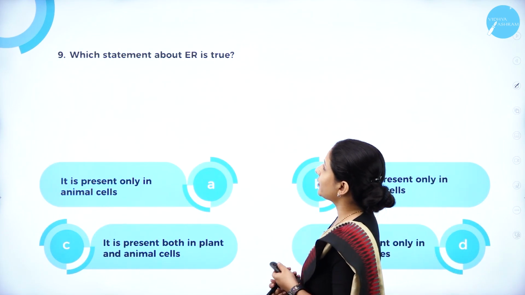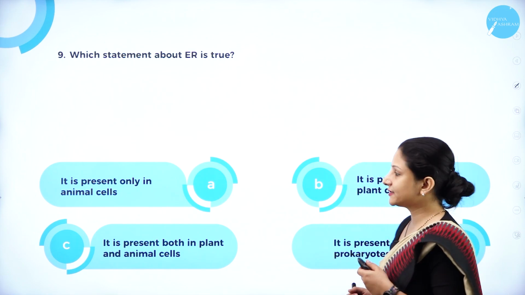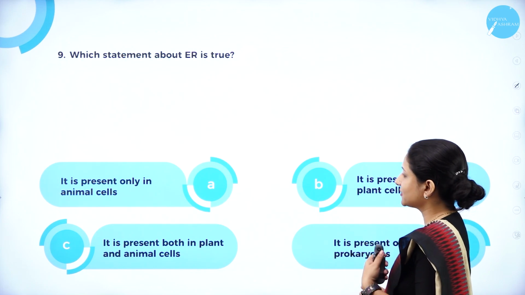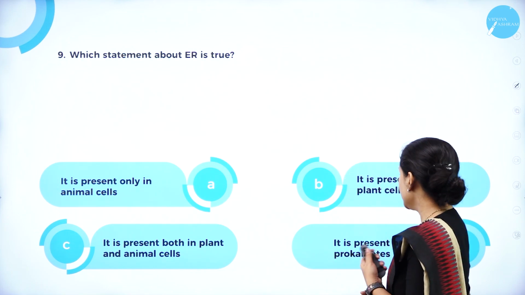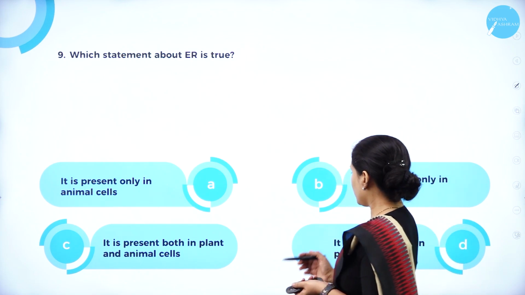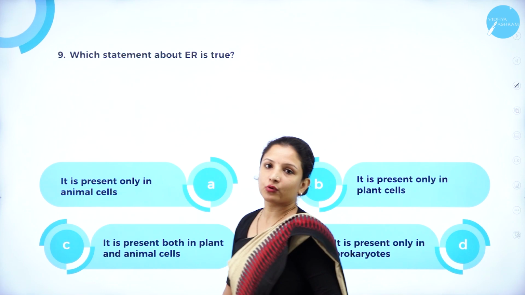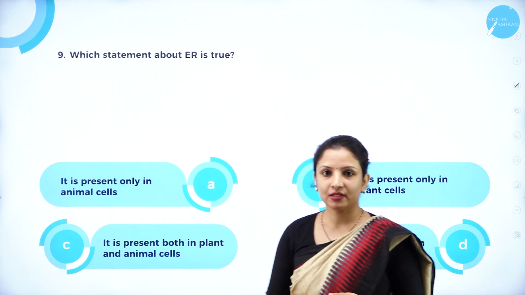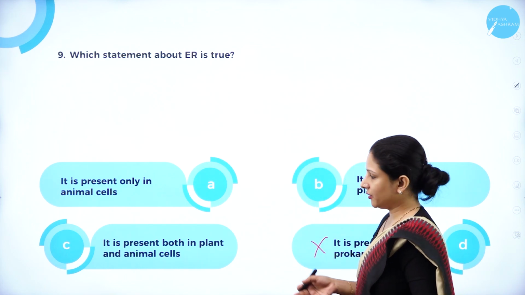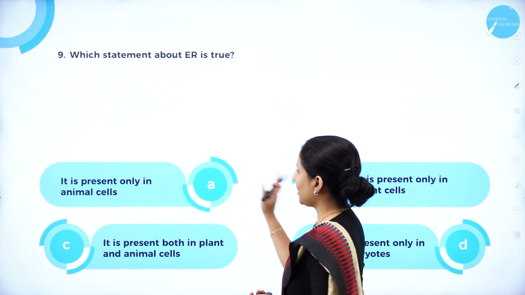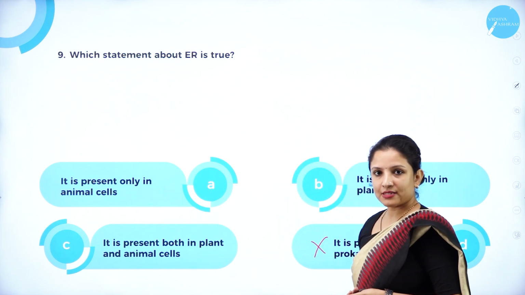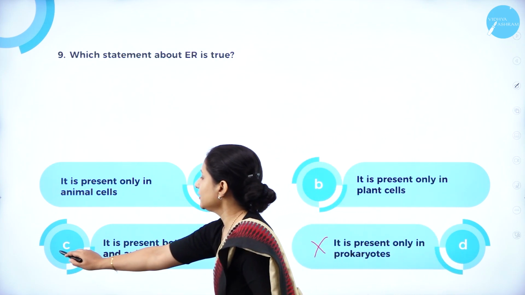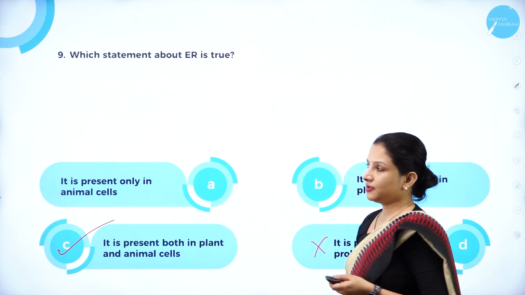Next, which statement about ER, that is endoplasmic reticulum, is true? It is present only in animal cells, it is present only in plant cells, it is present both in plant and animal cells, it is present only in prokaryotes. Now, we can eliminate it is present only in prokaryotes because prokaryotes do not have organelles. Most of the organelles are absent in them and endoplasmic reticulum is one among them. So, option D can be eliminated. Now, between A, B and C, is it present only in animal cells? No, it's present in plant cells as well. So, therefore, it is present both in plant and animal cells is the right answer here.